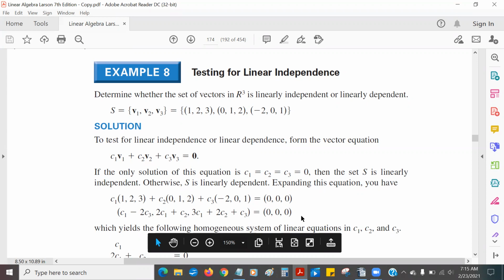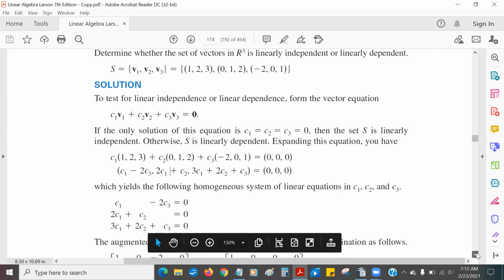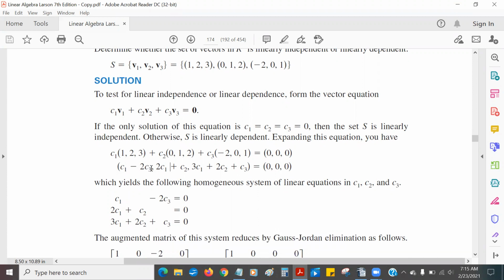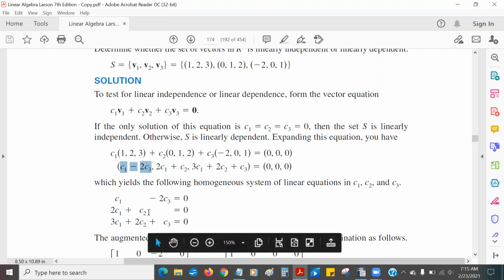This is going to give us a system of linear equations: three equations with 3 variables. The first is C1 minus 2C3 equals 0, because I'm setting the first component equal to 0, so that's my top equation. Now I'm setting the second component equal to 0, which gives my middle equation, 2C1 plus C2 equals 0. And I'm setting the third component equal to 0, so this is my third equation.